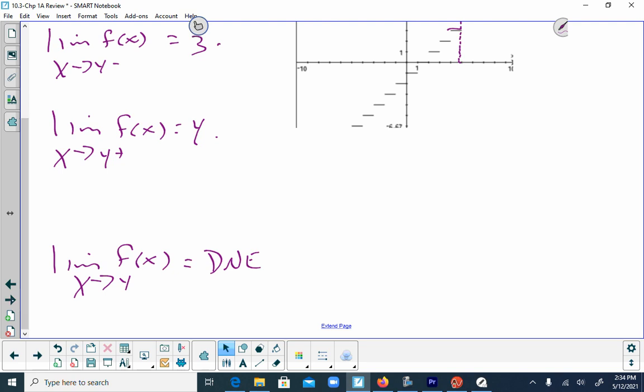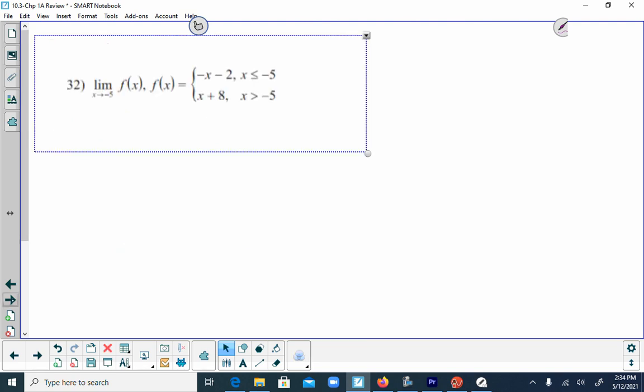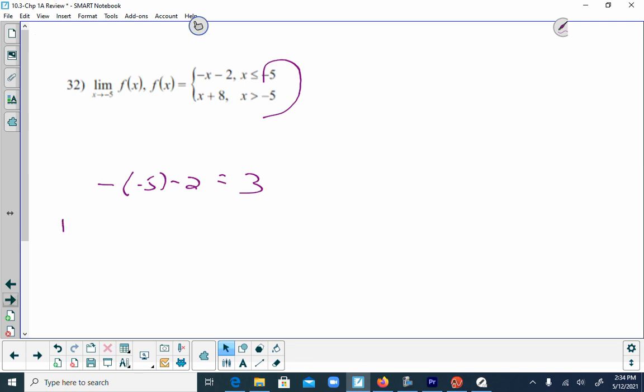The next one is a piecewise function. So in order for that limit to exist at -5, because -5 is where I have that break, they have to be equal to the same number. So I'm going to put -5 into the first part. So I'm going to have the opposite of -5 minus 2, and that's going to be 3. So if I want to find the limit of f of x as x approaches -5, and again, this is when x is less than or equal to, so this is from the left, that is going to be 3.